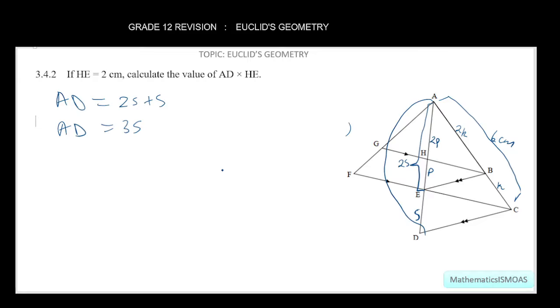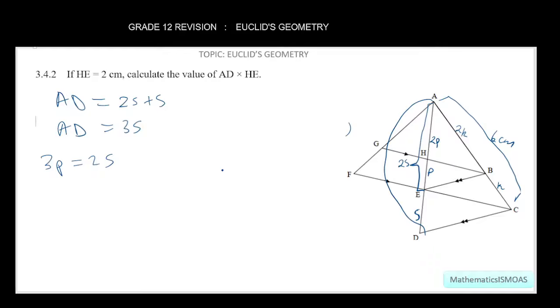AD is equal to 3S. But now we need the actual value. But let's remember, when we were in question 3.4.1, we had our equation 3P is equal to 2S. And then from there, we now need to write S in terms of P. Maybe the question would be, why necessarily S in terms of P, not P in terms of S?